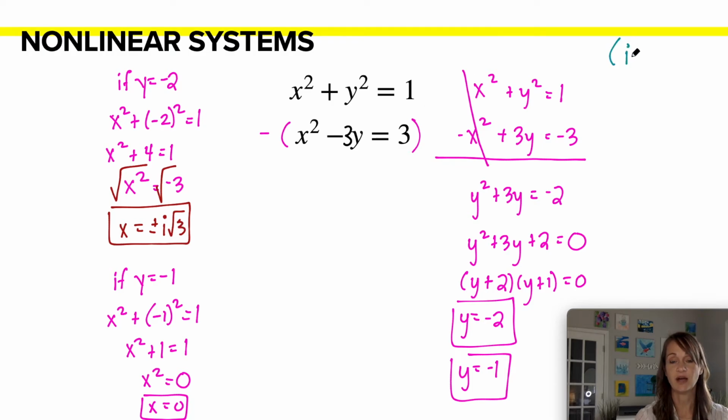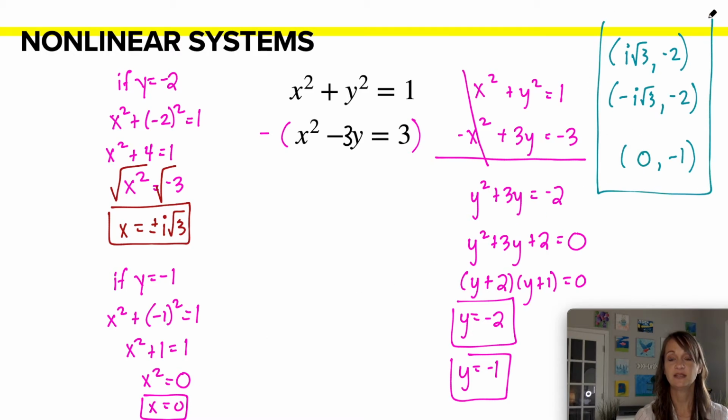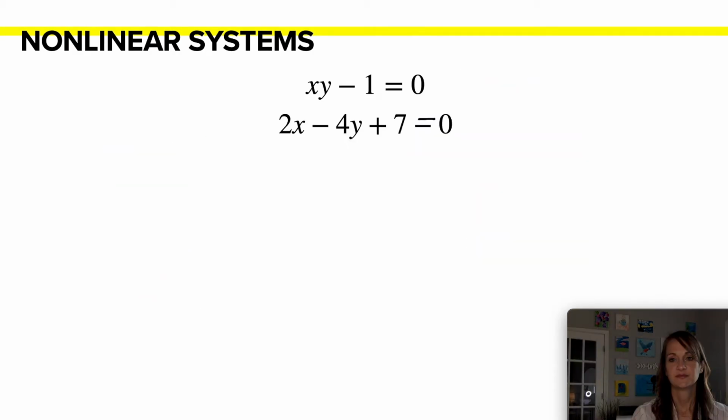I could get a positive i square root of 3 when y is negative 2. I can get a negative i square root of 3 when y is negative 2. Again, don't forget, the y value is negative 2, not the x. And then I also realized that when y is negative 1, I could get 0. These three solutions will work for both equations. If you were to graph these two equations together, they would cross in 3 different places.